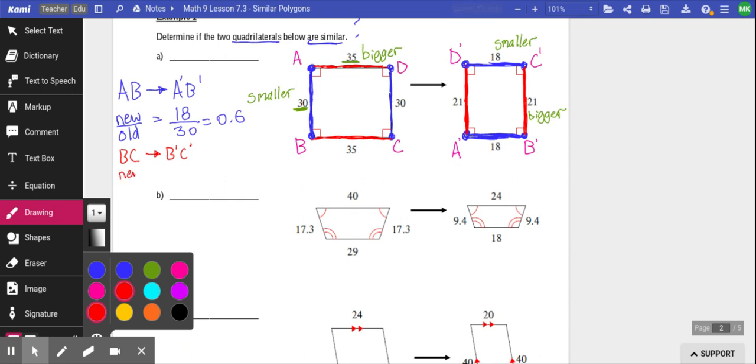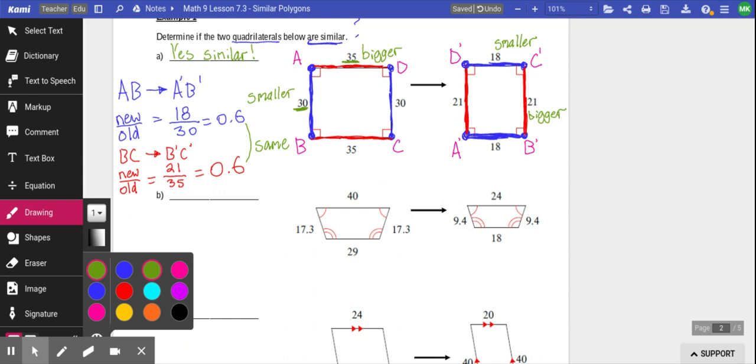Again, we're going to do new divided by old. So I'm going to take B prime to C prime, which is 21, and divide it by the old B to C, which is 35. If I put that in my calculator, 21 divided by 35, sure enough, is 0.6. These are the same. That means, yes, they are similar. They're similar because the rate at which they grew was the same. Right? That's how you know.